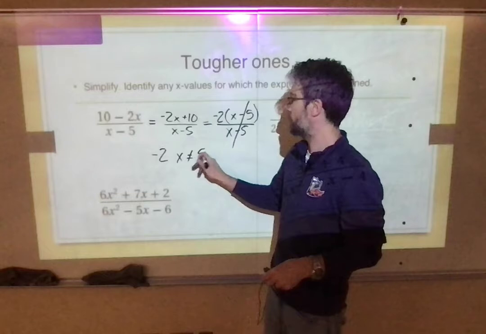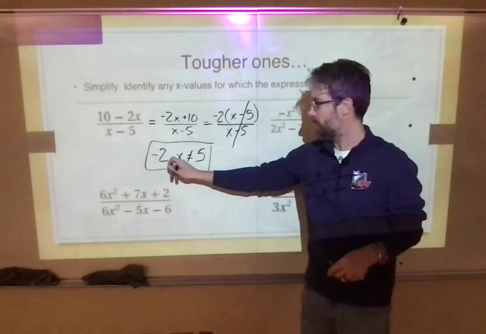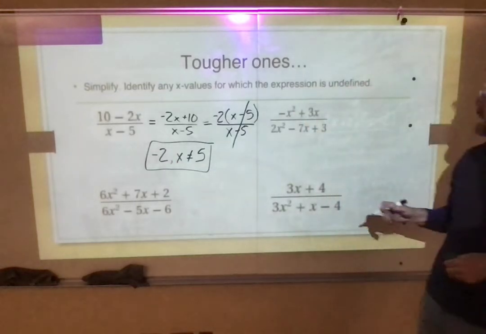X cannot equal a positive 5. Maybe put a comma in there because that might look a little bit confusing, like negative 2x doesn't equal 5.